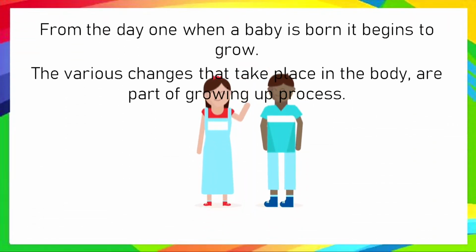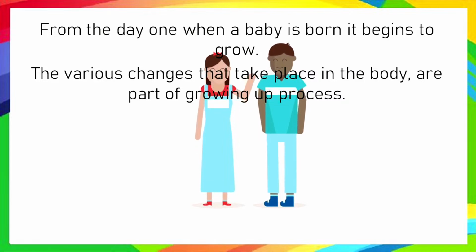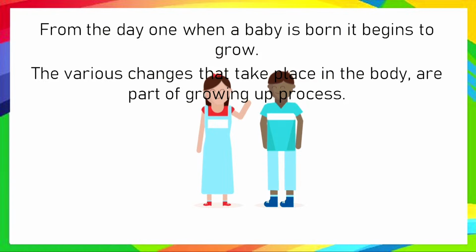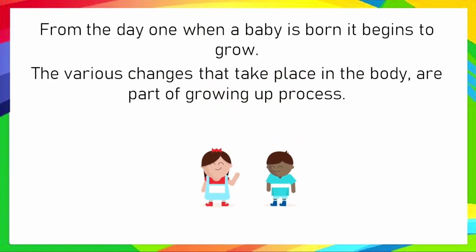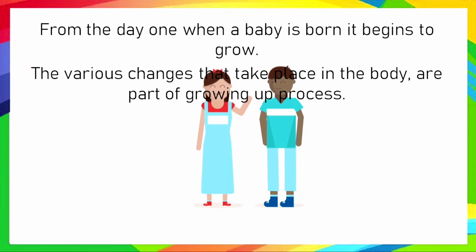Today we are going to learn our chapter Reaching the Age of Adolescence. We will see all the basic terms related to this chapter, what actually adolescence is, what puberty is and what are the changes that take place during puberty. So let's start with our presentation. Here you can see that from day 1 when a baby is born, it begins to grow. The various changes that take place in the body are part of the growing process.